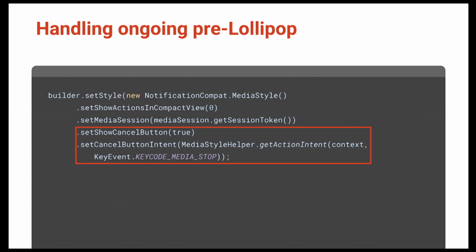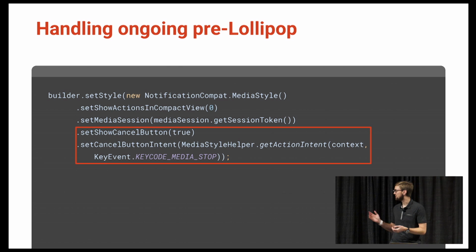So our media style actually gives us two methods which allow you to work around that, setting a cancel intent. And basically, this just adds a little X in the corner of your media notification, which allows them, even if they are ongoing forever and you're annoying users to no end, to just hit the X and close out your notification. In this case, we'll set the intent to just be a media stop, just like it got swiped away. So it always is the same, whether it's pre-Lollipop or post-Lollipop.